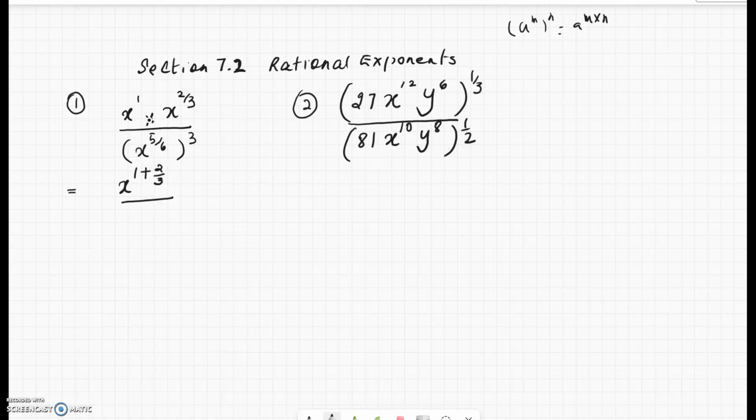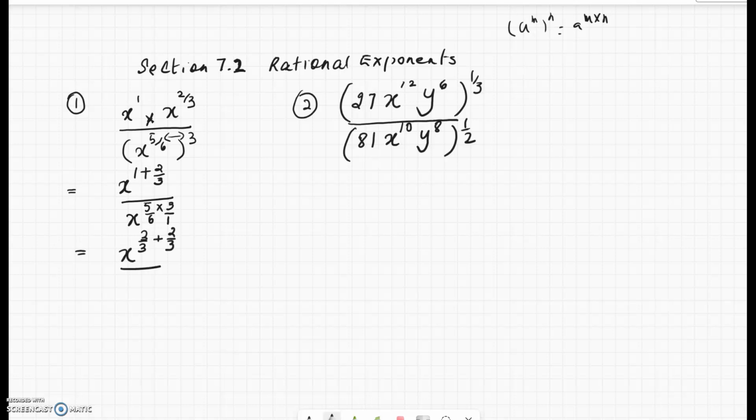In the denominator, it's x to the 5/6, the whole cubed. When we have this situation, we multiply the exponents, and we have x to the 5/6 multiplied by 3, which is really 3 over 1. We simplify 1 and 2/3. 1 can be written as 3/3. We multiply the numerator with the 3, denominator with the 3, plus 2/3.